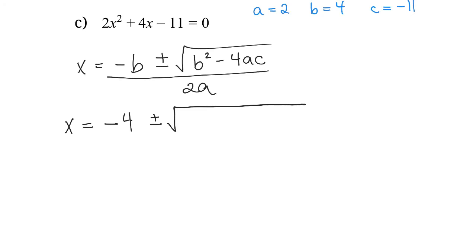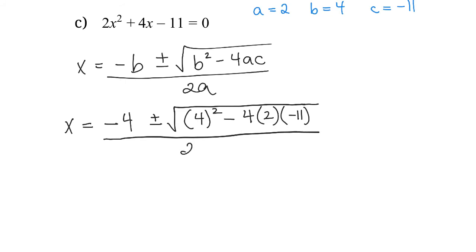Okay, we've got B squared, so that's going to be 4 squared minus 4 multiplied by our A value of 2 multiplied by our C value of negative 11. Okay, make sure you extend that square root. All of those numbers need to be underneath the square root. We've got our division bar. And then we've got 2 multiplied by our A value, which is 2. Okay, so now we're going to start to simplify this a little piece at a time.